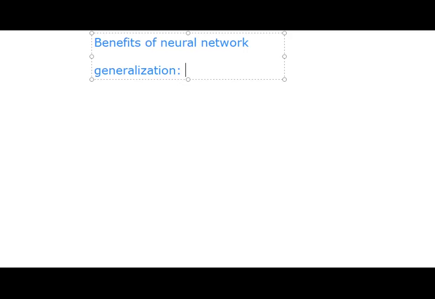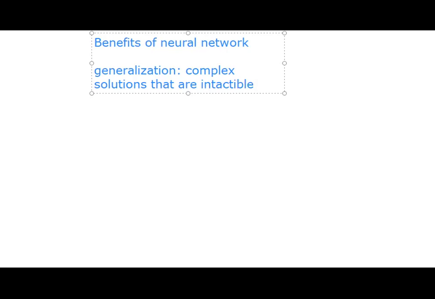And this information processing capability makes it possible for a neural network to find a good approximation to complex solutions that are intractable. Now, in practice, however, a neural network cannot provide the solution by working individually.